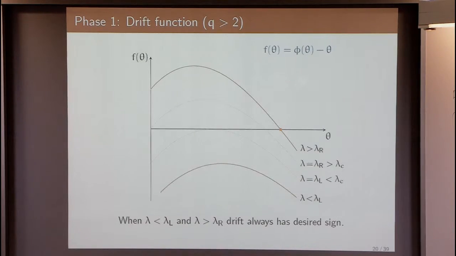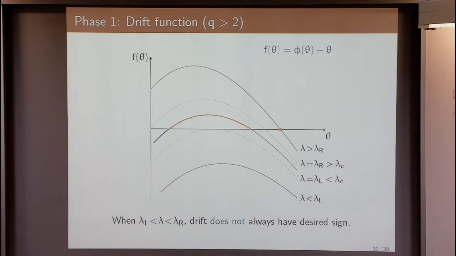But when we go to the q greater than 2 case, the drift function looks quite different. When lambda is smaller than lambda_L, well, again, this is always negative, and this is in the subcritical regime, so this is good. When lambda is larger than lambda_R, we again have the same behavior. We have the zero here corresponding to the expected value. But this behavior does not go all the way to the critical point. This curve here corresponds to the lambda_L and lambda_R drift. And for the values of lambda between lambda_L and lambda_R, the curve will have 2 zeros instead of none or 1.